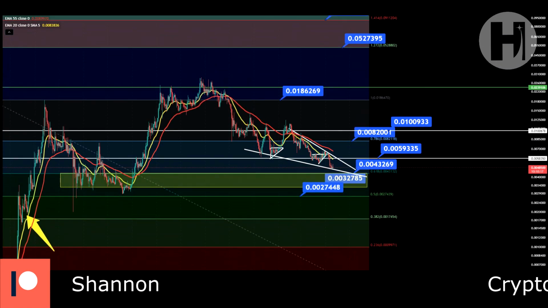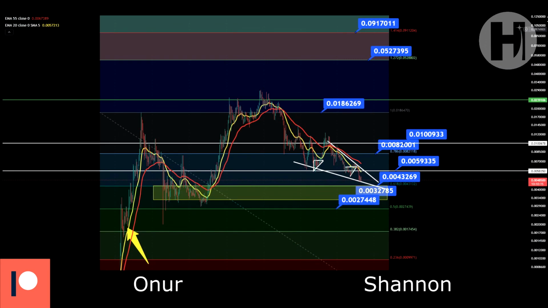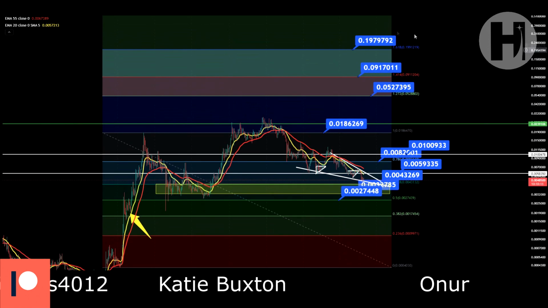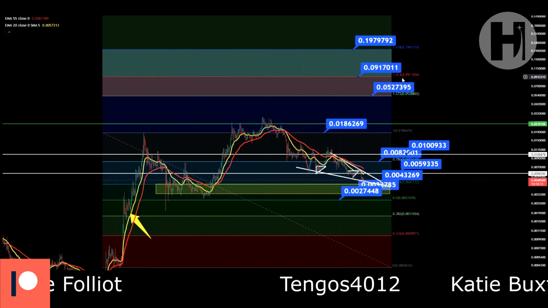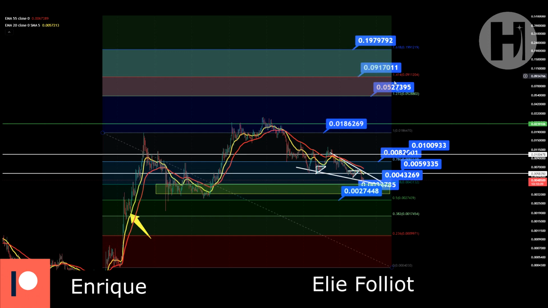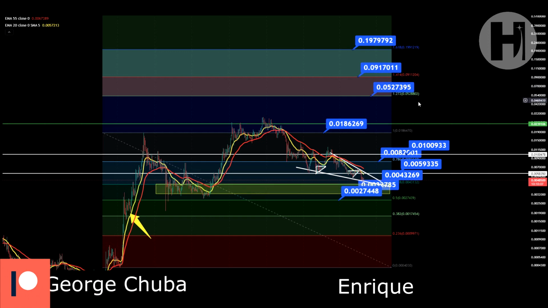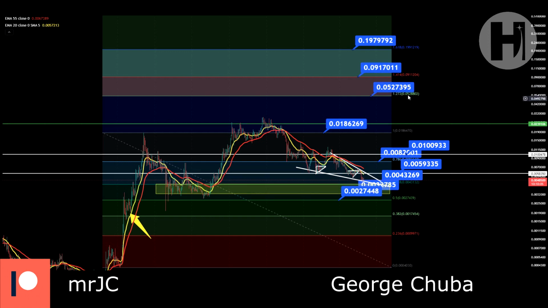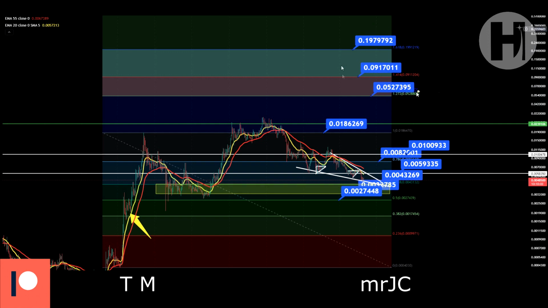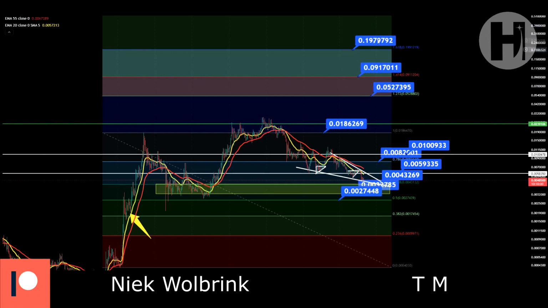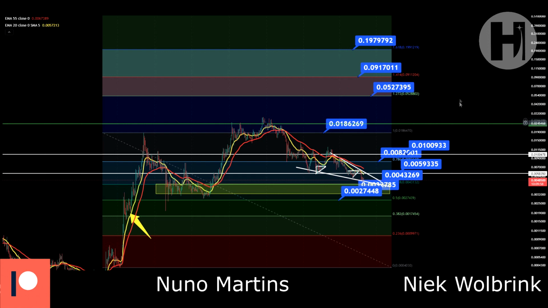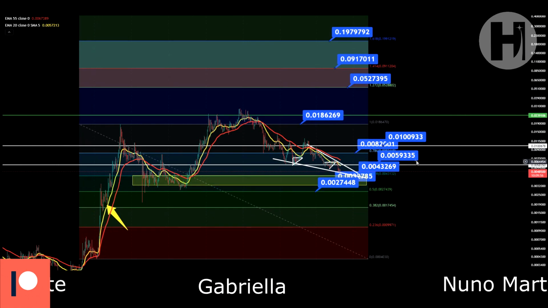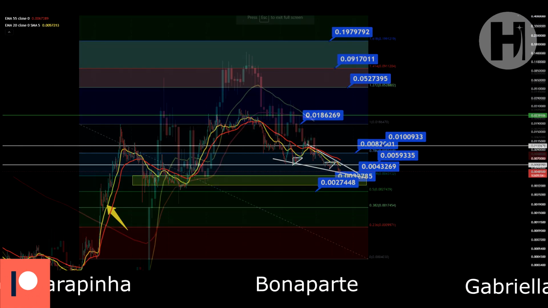If I zoom out and show you some of the long-term targets that we have over here. So we have the 1.618 at 20 cents. We have the 1.414 at 9 cents. And we have the 1.272 at 0.052 cents. So these are important levels that you need to look out for. And yeah, that is it for the daily chart. I quickly want to jump into the weekly now.